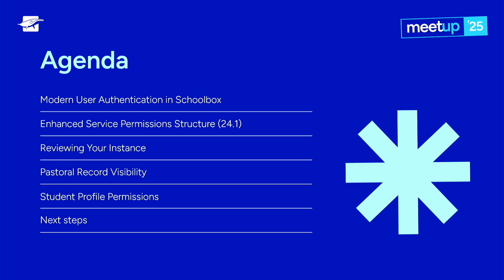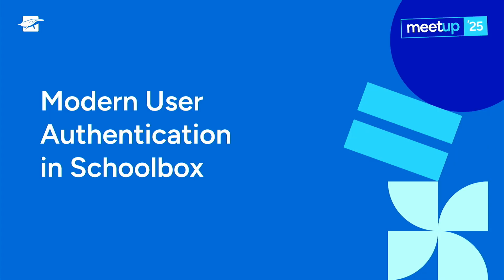We'll talk a little bit for those using pastoral care, looking at the pastoral care visibility settings and some tweaks that you might be able to make there, and then talk about some of the changes to the student profile. There's a lot more control now and a lot more ability to restrict down a lot of components to that profile to really, really focus on, do these people need to see that information and that data? But kicking it off to start off is around our user authentication inside Schoolbox. I'll hand over to you, Evan.